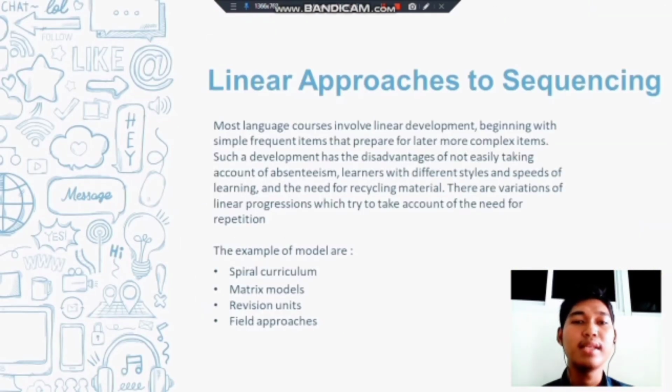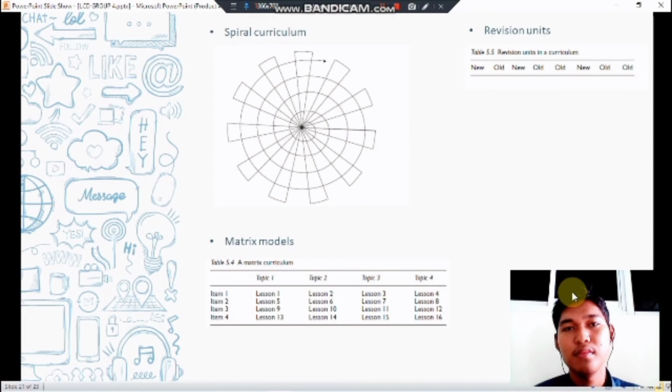Linear approach to sequencing: most language courses involve linear development, beginning with simple frequent items that prepare for later more complex items. The examples of a linear approach to sequencing: there are spiral curriculum, matrix model, revision unit, and file approach. This is the spiral curriculum.